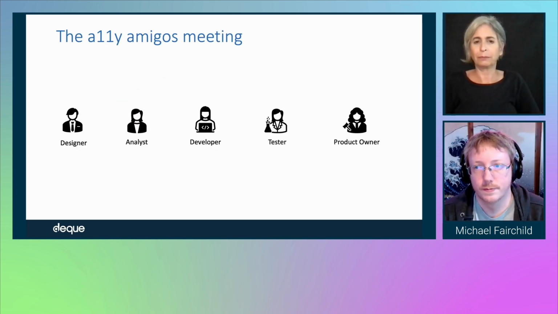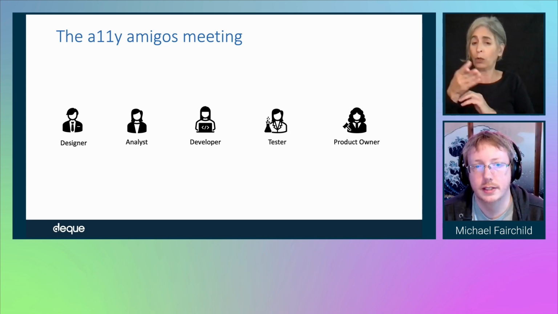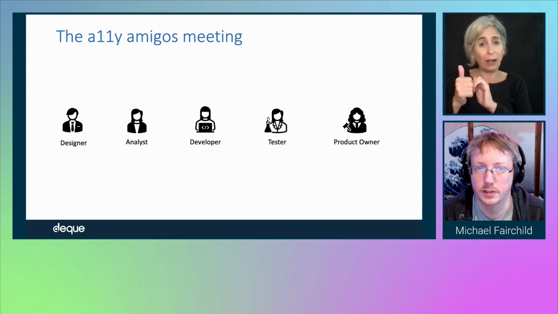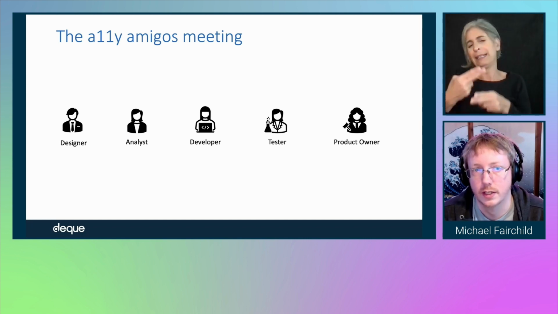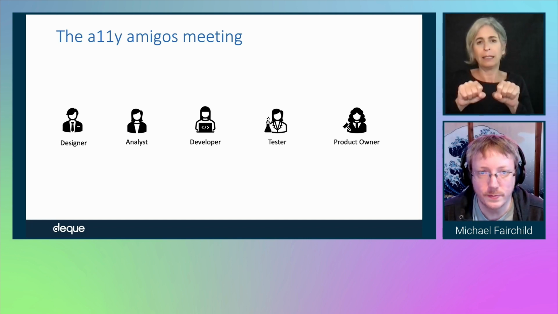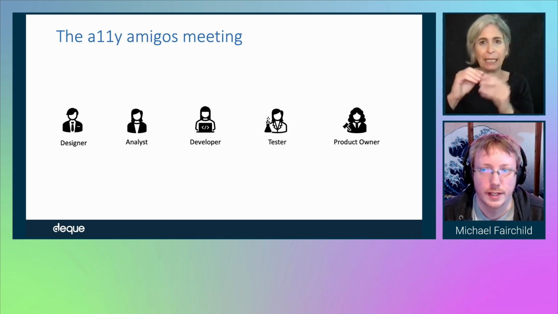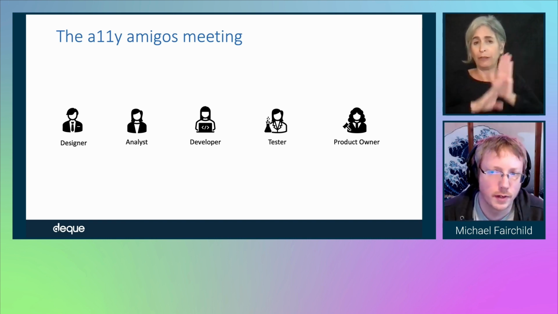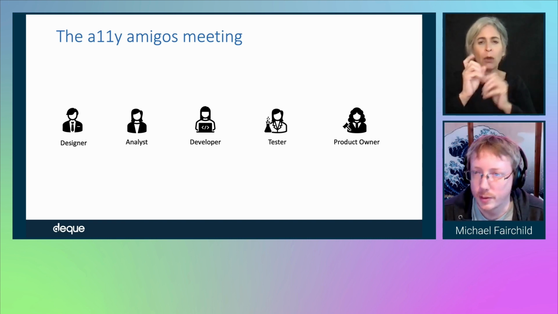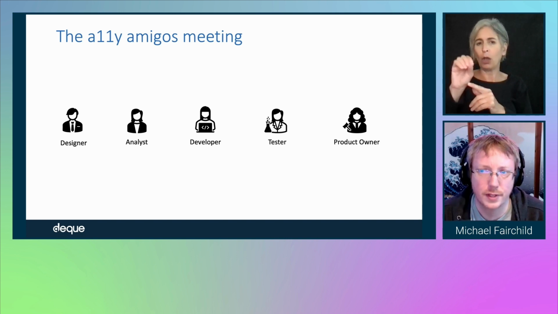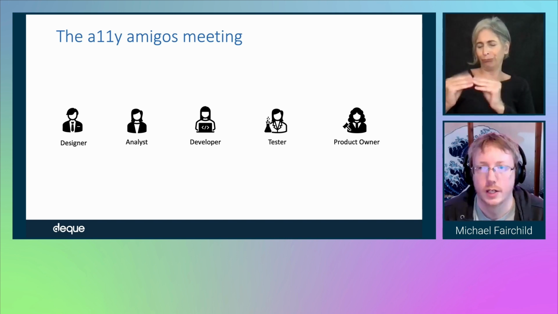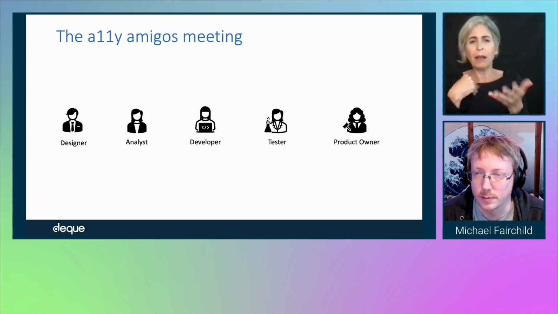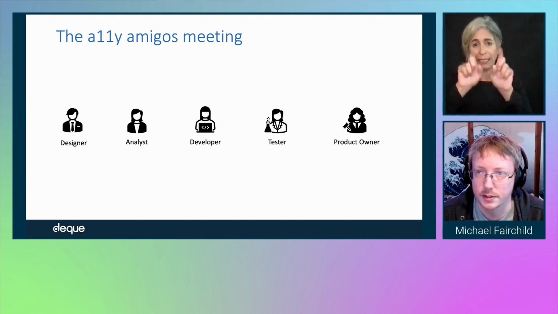So one way to facilitate the collaborative planning with the rest of the team is something that I like to call the accessibility amigos meeting. In behavior-driven development, you often find a pre-refinement or a three amigos meeting. They're the same concept, just different words. In those meetings, you often get the analyst, a developer, a tester, and sometimes a product owner in the same room.